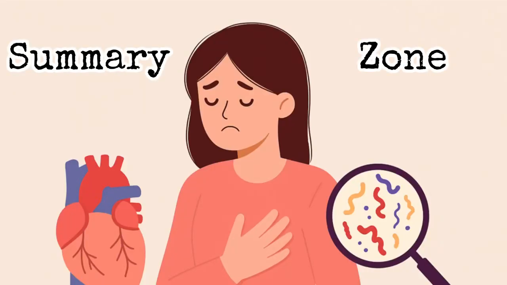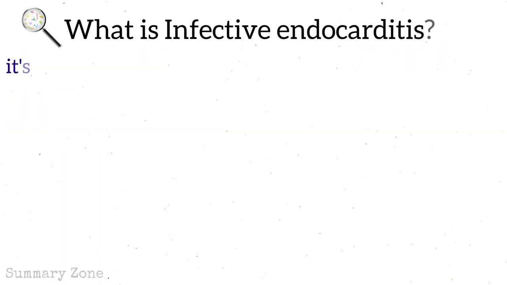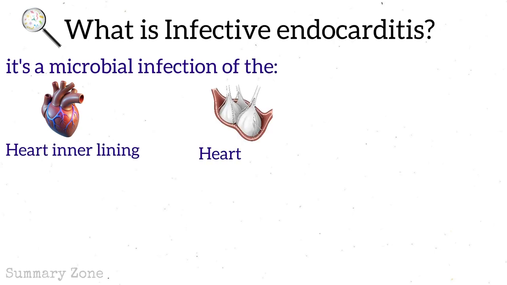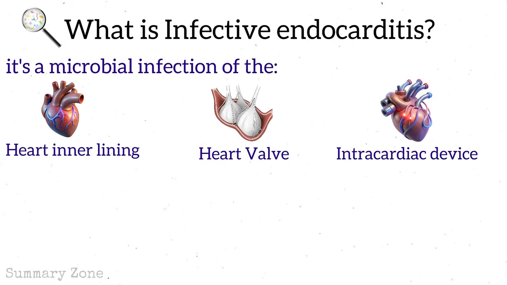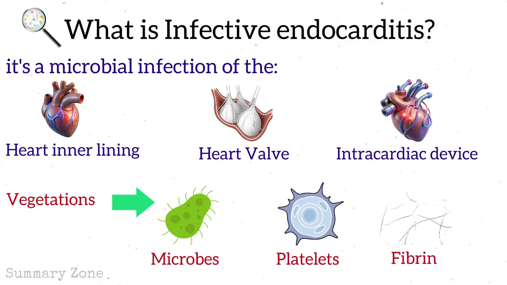Today we're diving deep into a serious heart condition, infective endocarditis. So what is infective endocarditis? At its core, it's a microbial infection of the heart's inner lining, a heart valve, or an intracardiac device. This infection leads to the formation of what we call vegetations. Think of these as clumps made of microbes, platelets, and fibrin.